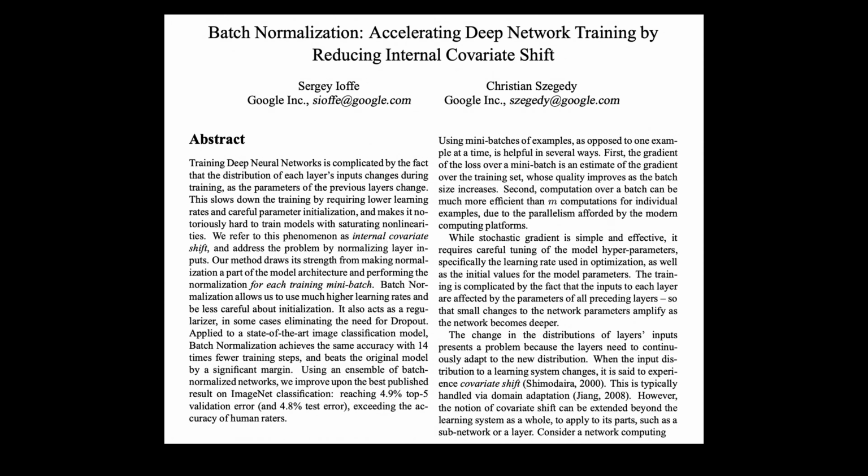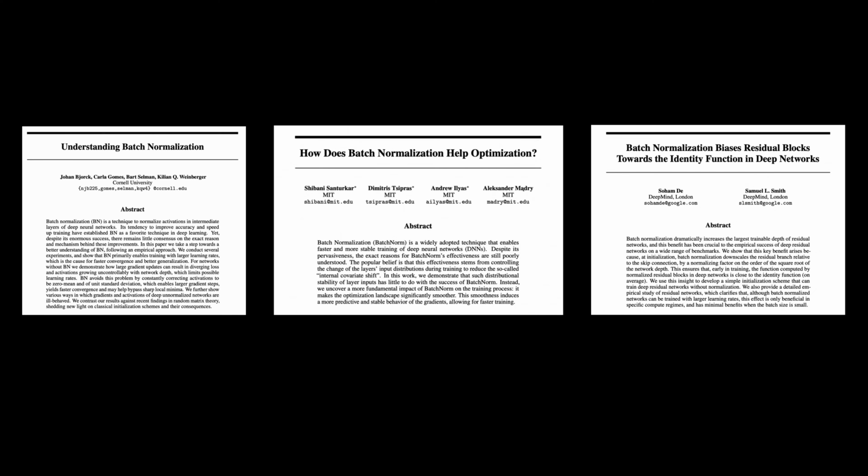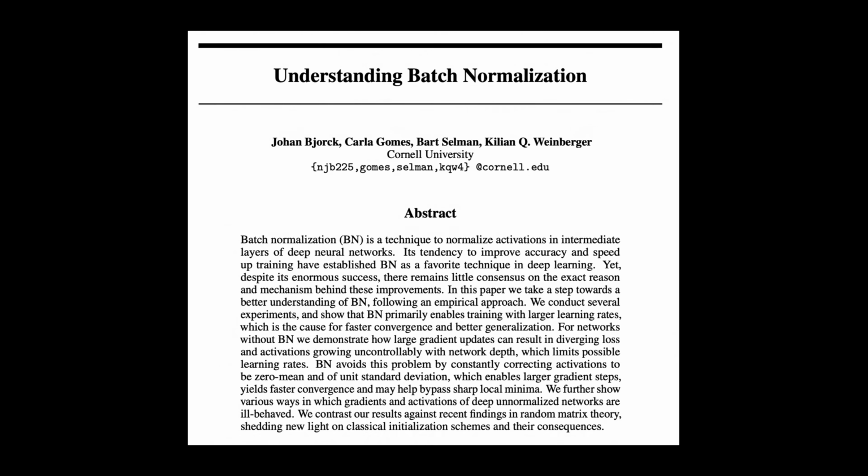Though the original paper gives reduction of internal covariate shift as the reason for batch norm's success, some of the later papers show that the effectiveness of batch norm does not necessarily stem from this reduction of distribution shift. I will briefly talk about these three papers, and the goal will just be to get an overview of them rather than covering them in depth. The first one is Understanding Batch Norm.